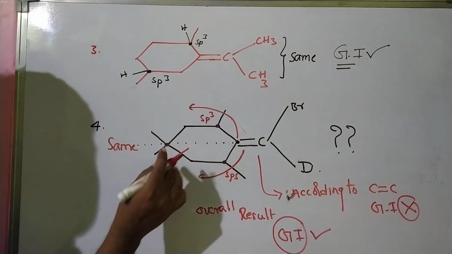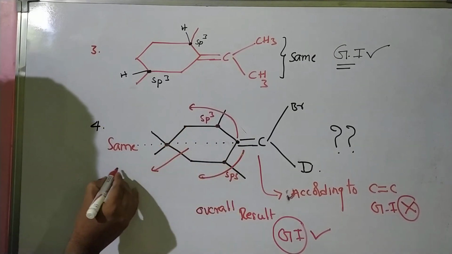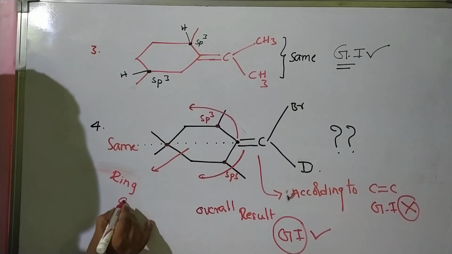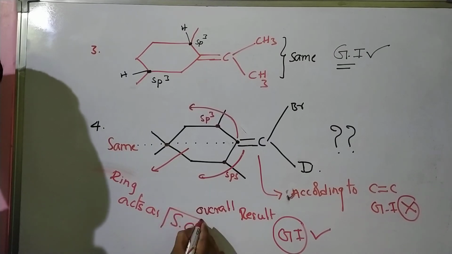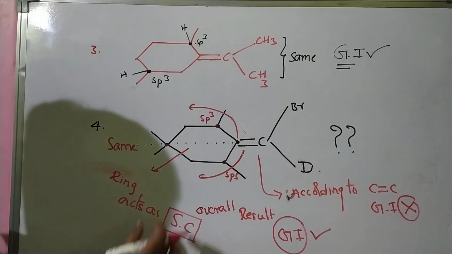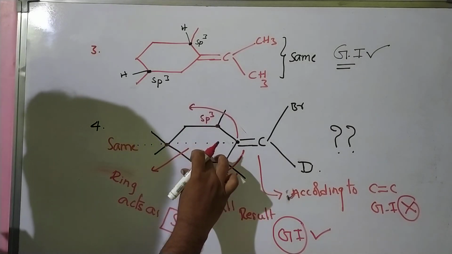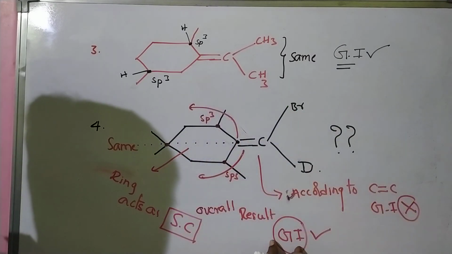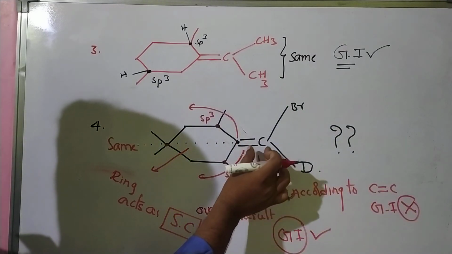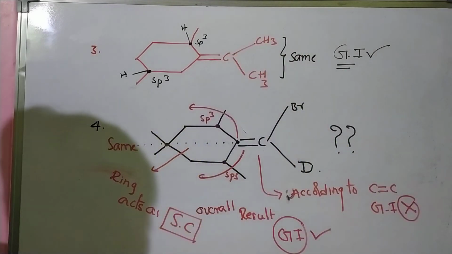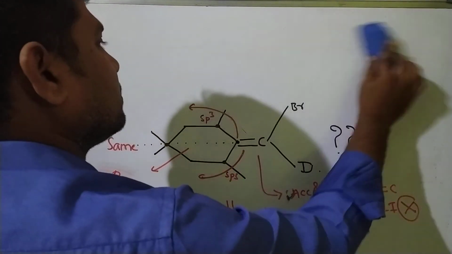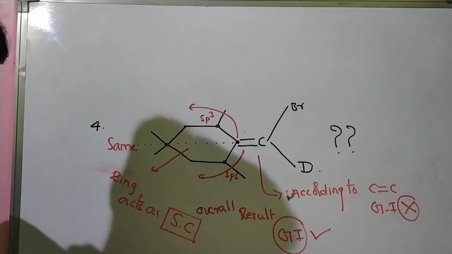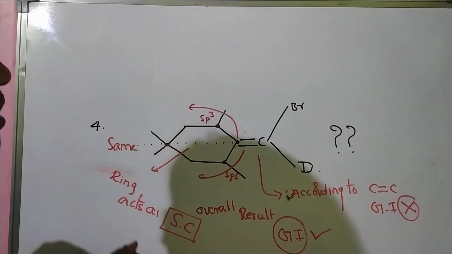So according to this, this is one stereo center. Here, cyclohexane: cyclo here means ring. A ring here acts as a stereo center. SC means stereo center. So with respect to cyclohexane, this overall compound shows geometrical isomerism. If we consider only this part, it doesn't give geometrical isomerism. Now one more example. The next example is now.